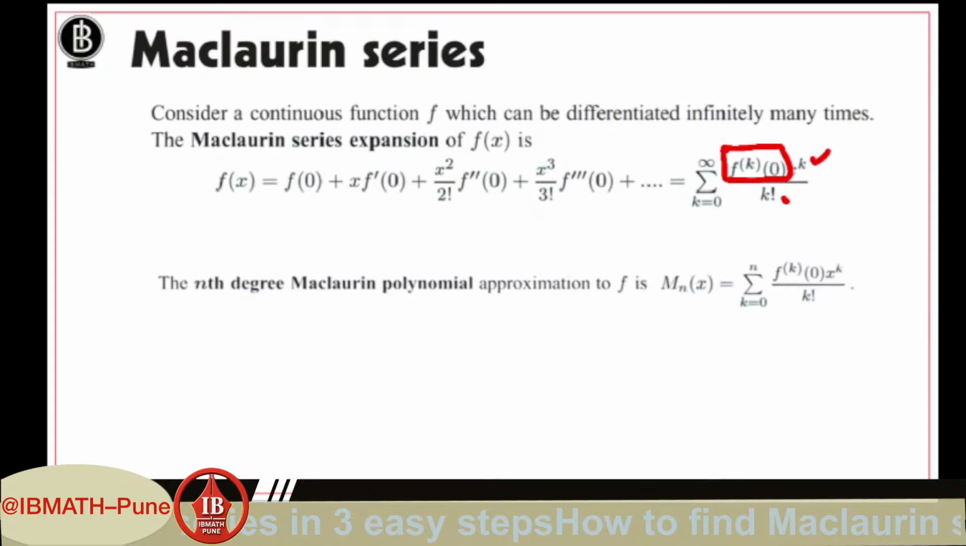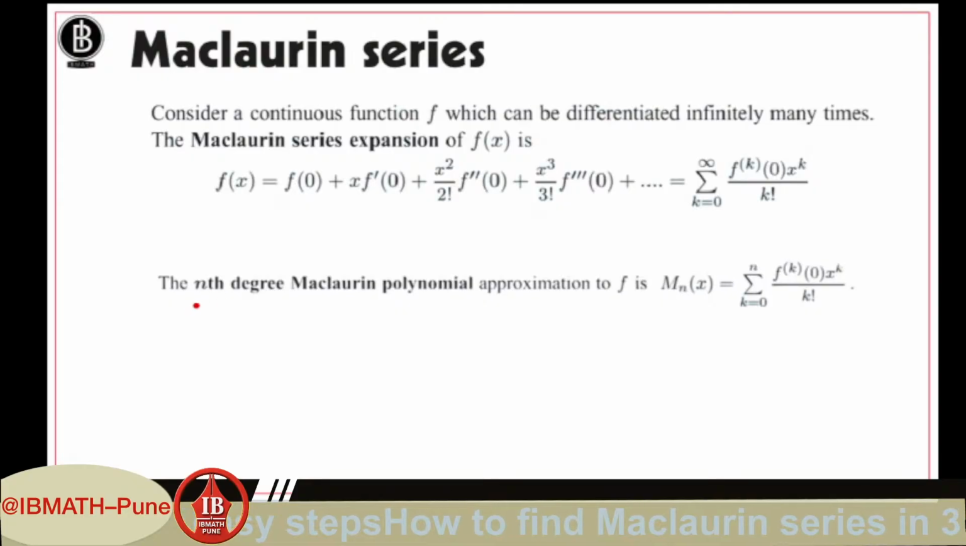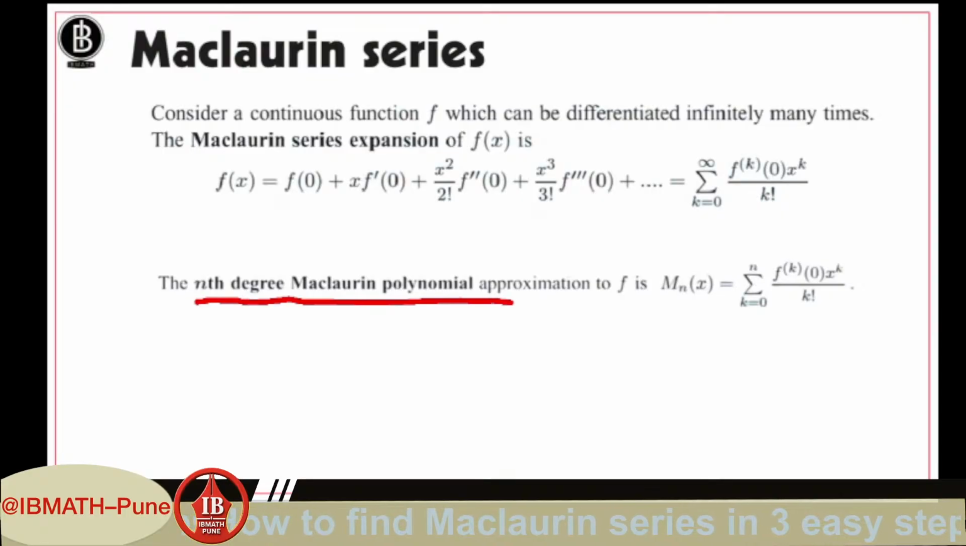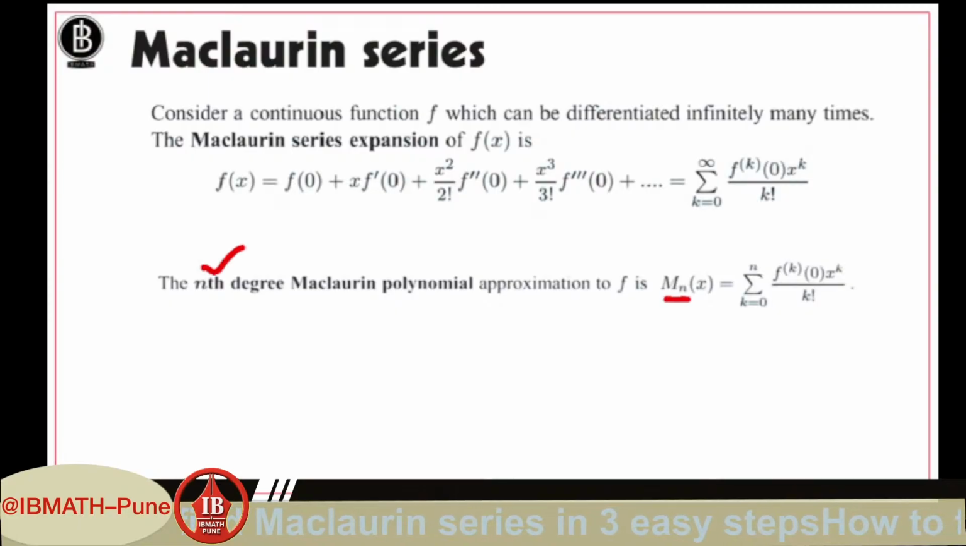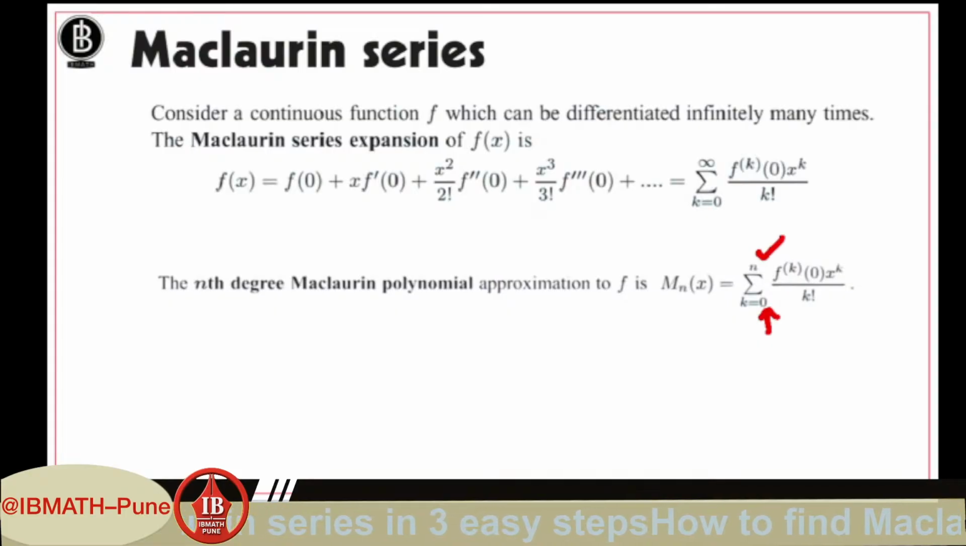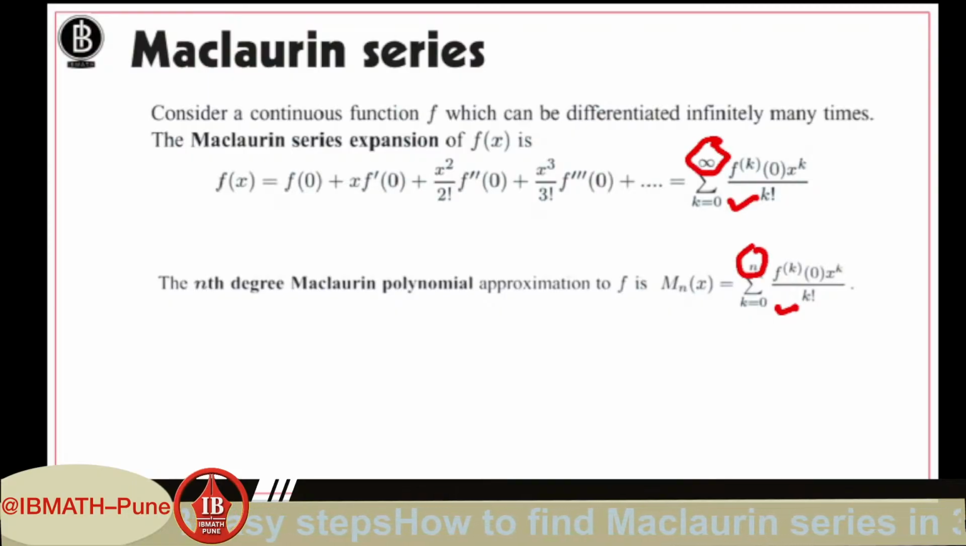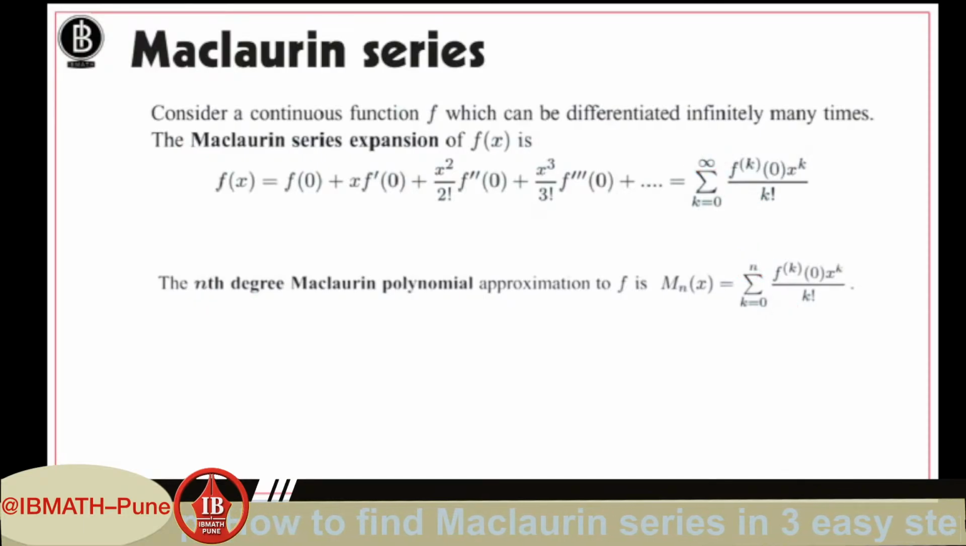x to the power k and k factorial is by default by the formula, okay, and then the second part will be the nth degree Maclaurin polynomial approximation we have to find. So if it is nth degree, then Mn of x will be represented by k is equal to 0 to n. So look here, lower limit is same as k is equal to 0, but upper limit is not infinity, it will be n, where n is the nth degree Maclaurin polynomial. Okay, everything else remains the same.